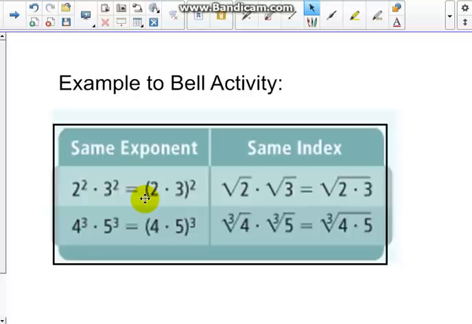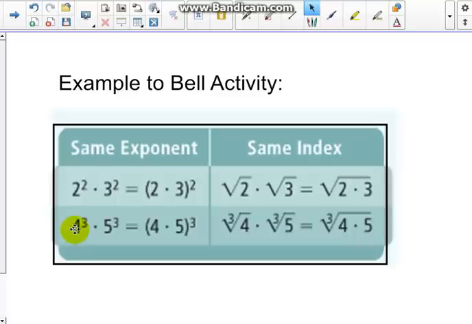Okay, so when you multiply powers, if they're the same, you keep that power and you multiply the base. Okay, so you keep the power. If the powers are the same, you keep the power and multiply the base.